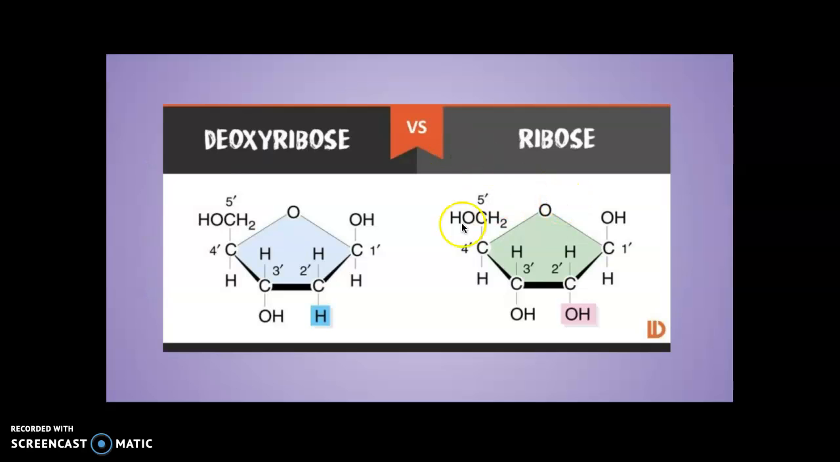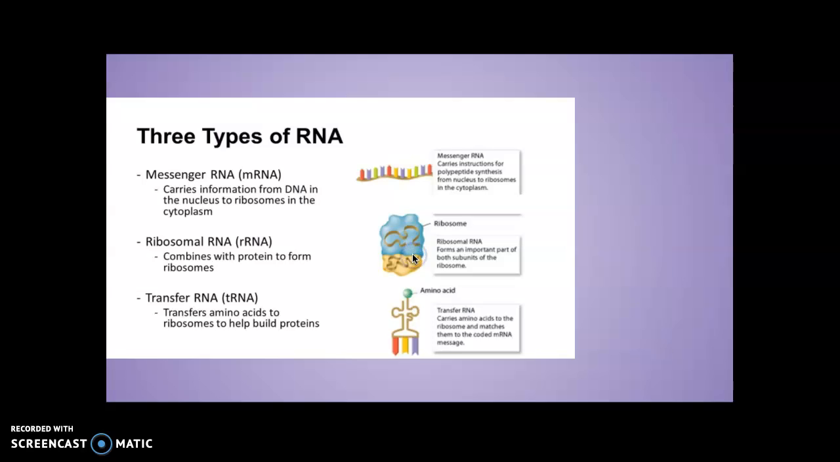There are three different types of RNA. Here we have deoxyribose, which you find in DNA. Here you have ribose, which you find in RNA. What are the differences? Not much, right? If you look at it, it has a hydroxyl group here on this second carbon, and that's pretty much it. But it makes a big difference.